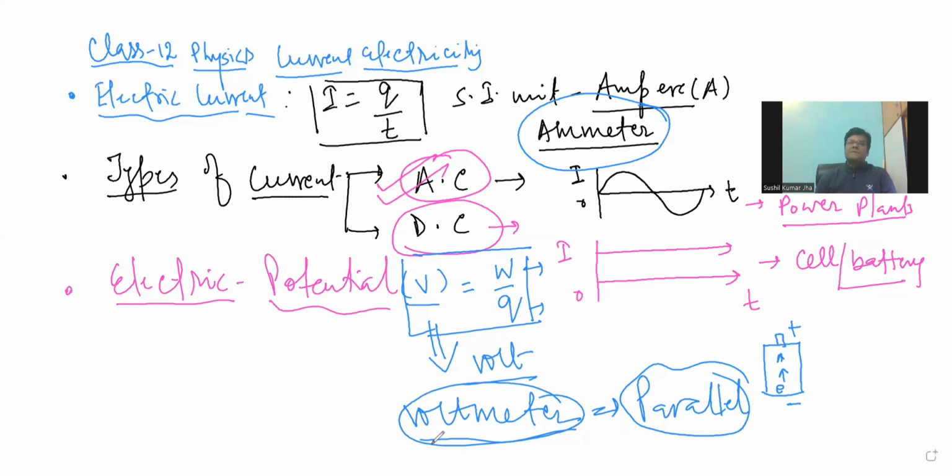Now there was a physicist named George Simon Ohm. He was able to find a relation between electric potential and electric current, and that is known as Ohm's law. So let us come to Ohm's law.